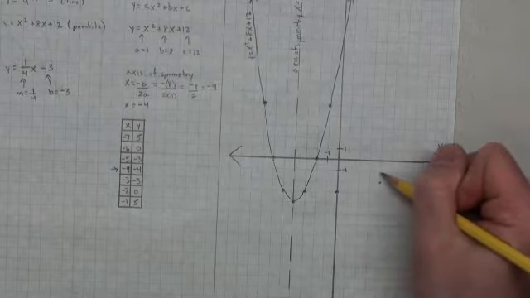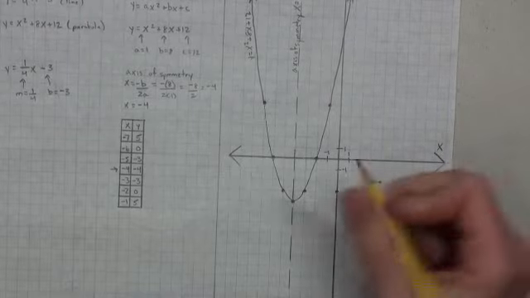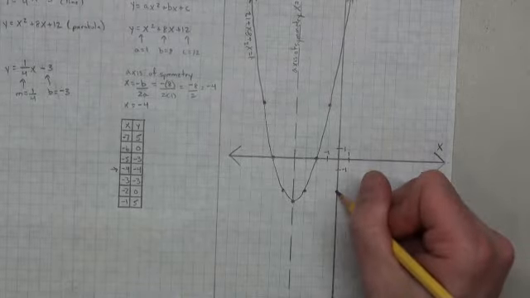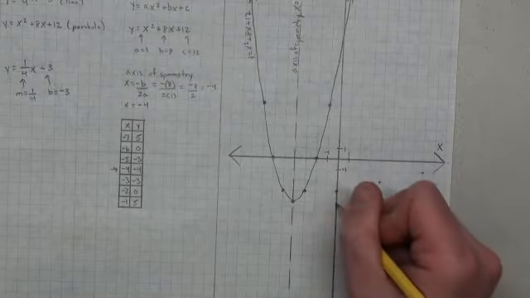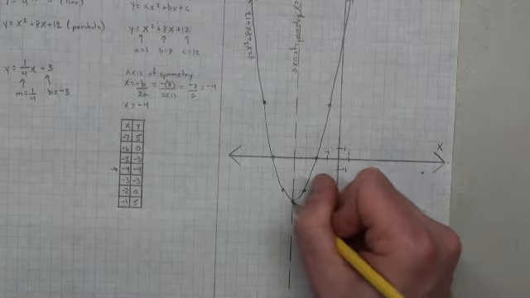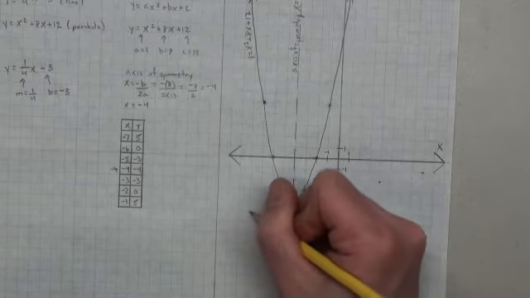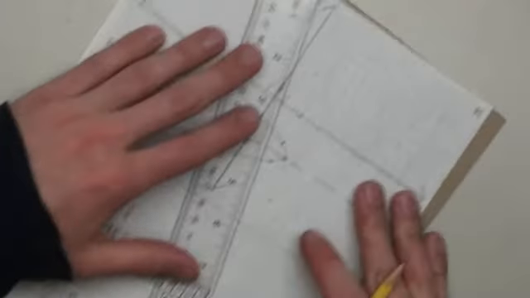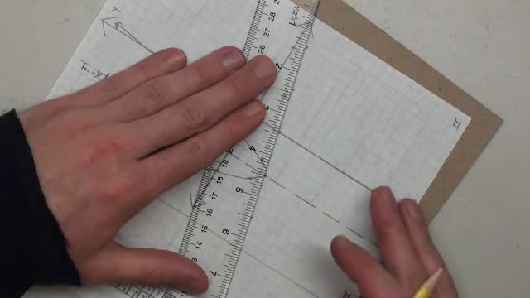Let's do it one more time. Up 1, 1, 2, 3, 4. And let's also do the opposite from the y-intercept. Let's go down 1 and to the left 4. Down 1 to the left, 1, 2, 3, 4. Right on that vertex point. So it looks like we're only going to have one point of intersection.